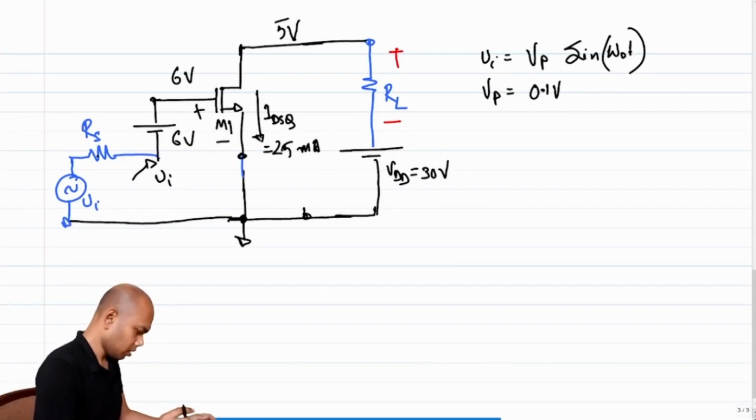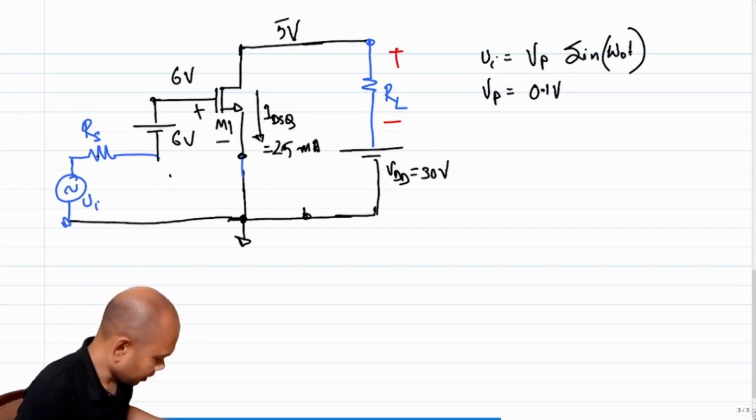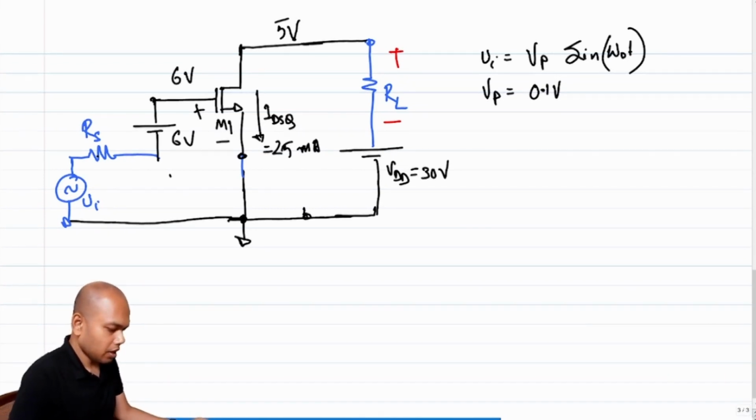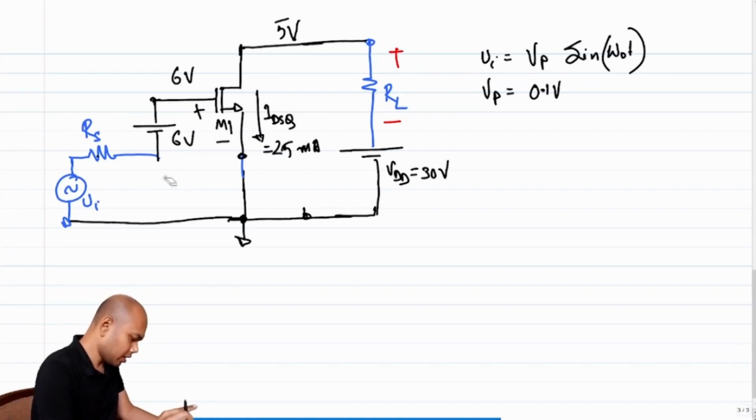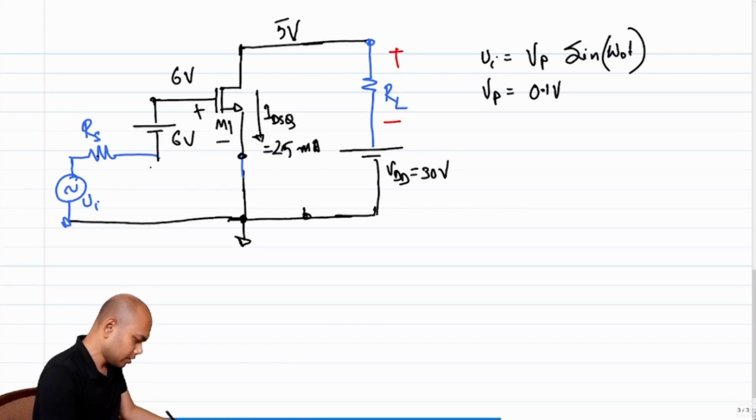Welcome back. I hope you got time to develop an opinion as to what will happen if I apply a Vi, where Vi is equal to 0.1 volt sine omega t. So let's start from the input side. Since I am not drawing any current through this loop, this voltage will also be Vi.